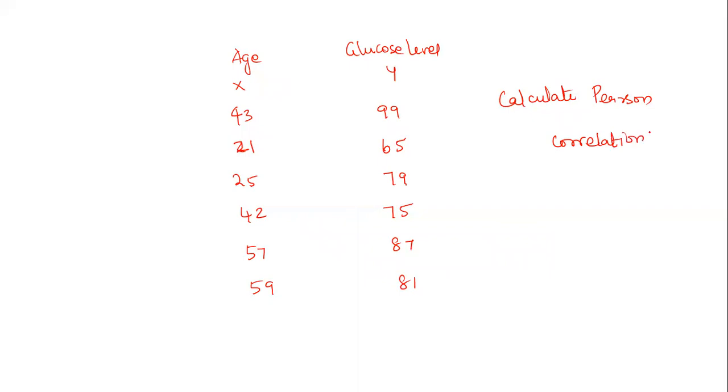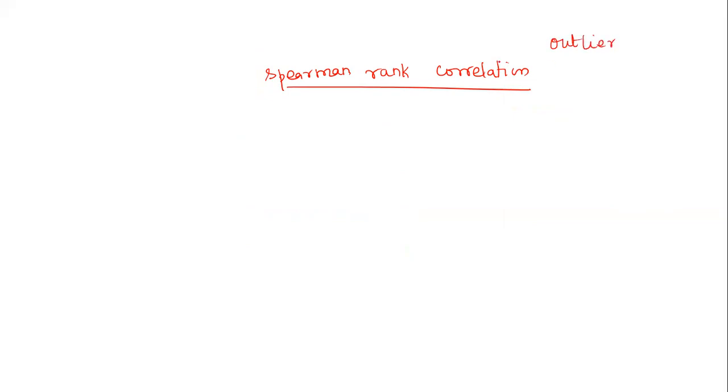So this is about the Pearson correlation. The next one that we can discuss is Spearman rank correlation. We have to calculate the rank of every value and then calculate the correlation. This correlation helps us whenever there is an outlier in the data; it gives us the correct relationship between the variables X and Y.